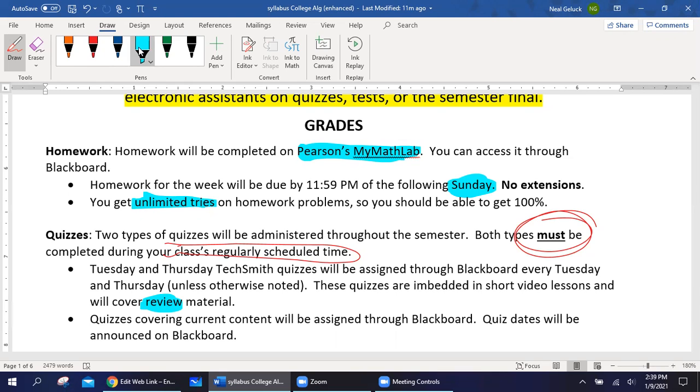There will also be more traditional quizzes that cover the current content. I will alert you via Blackboard when those are coming up. There'll be fewer of those. Probably expect one every 2 weeks or so. But I will let you know when those are coming up. But do remember that every Tuesday and Thursday, there will be a quiz.